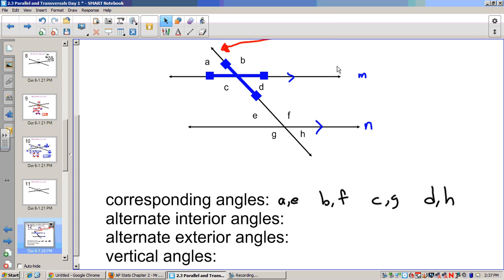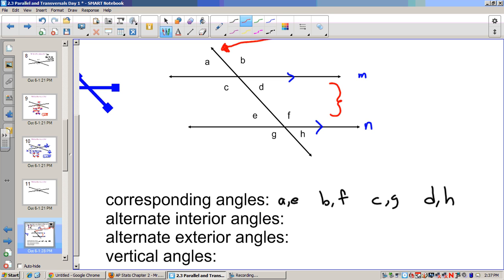Now we have some angles on the inside of the parallel lines, which we call the interior. Interior is not just a math word, it's a word that's used in a lot of places, and it means the inside. So here, the interior angles mean the inside of those parallel lines. Now the exterior are going to be the angles up here and the angles down here.